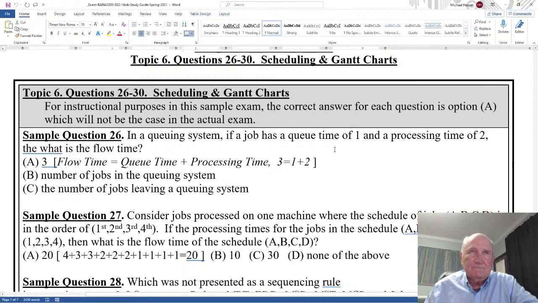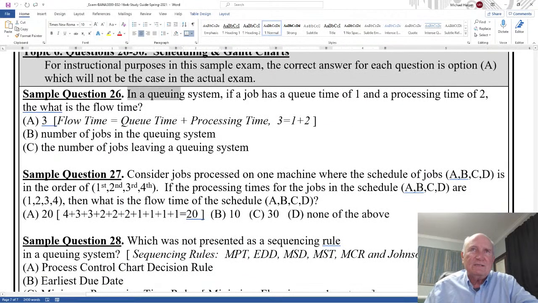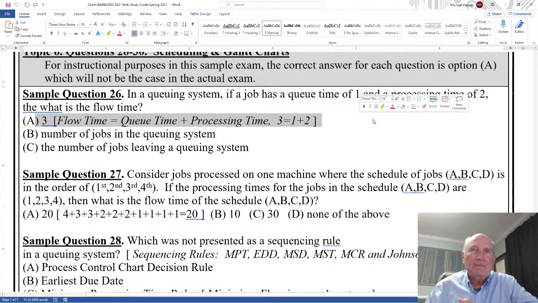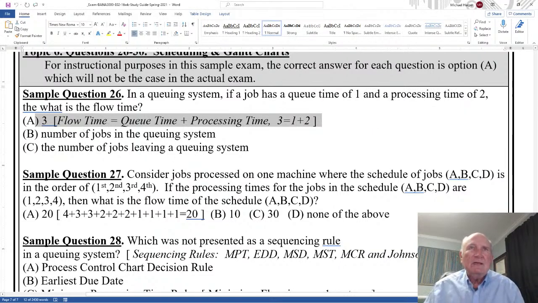Okay, now scheduling. In a queuing system, if a job has a queue time of 1 and a processing time of 2, then what is the flow time? Well, it's 1 plus 2 is 3. But for the exam, the flow time equals the queue time plus processing time. There are 3 things there. I'll give you 2 and ask for the third. So I could say if the flow time is 3 and the queue time is 1, what's the processing time? 2. If the flow time is 3 and the processing time is 1, what's the queue time? 2. So that's the idea.